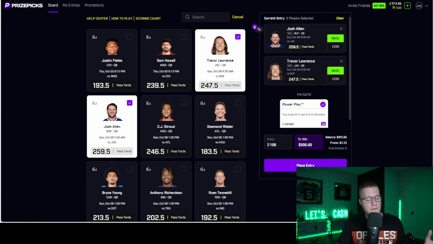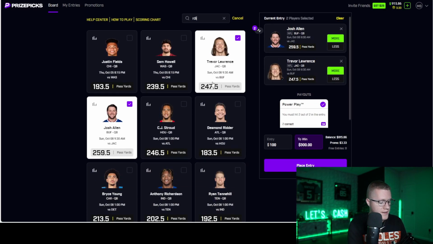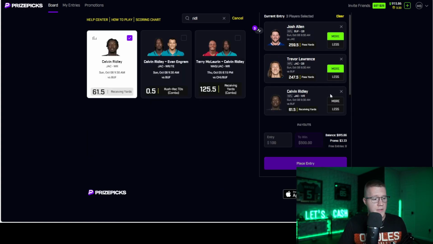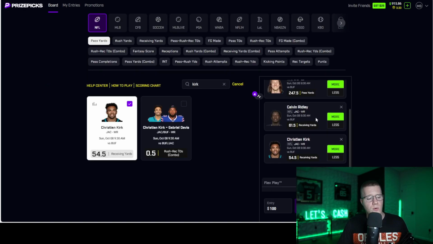Let's now talk about heavily correlated legs together. Josh Allen positively affects Trevor Lawrence. And these are going to be very straightforward, but right now, this is the most positively correlated slip given the available player props on the PrizePicks board. Calvin Ridley, obviously very heavily correlated with Trevor Lawrence. So let's throw him in, 61.5 yards. Same thing with Christian Kirk, over 54.5 receiving yards.